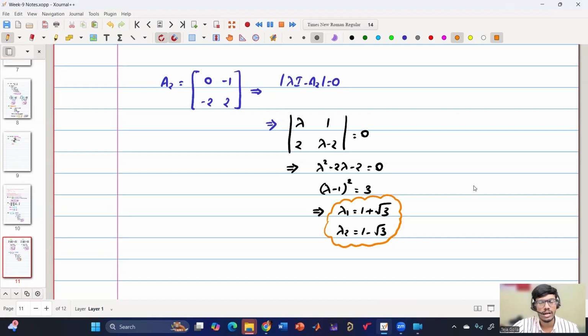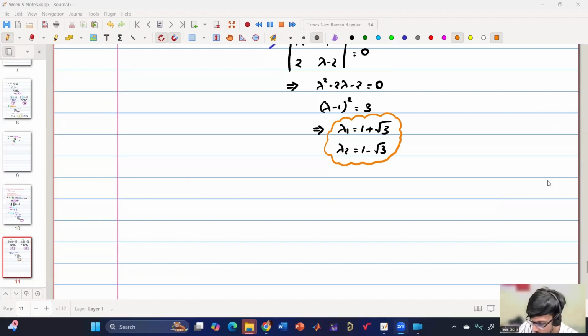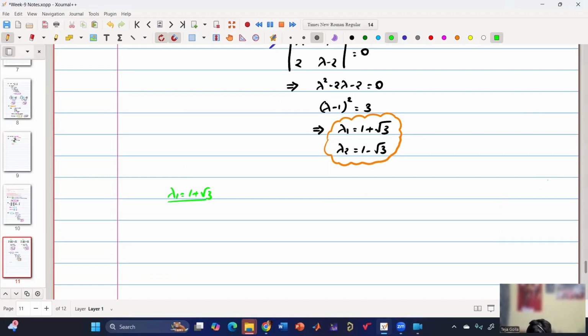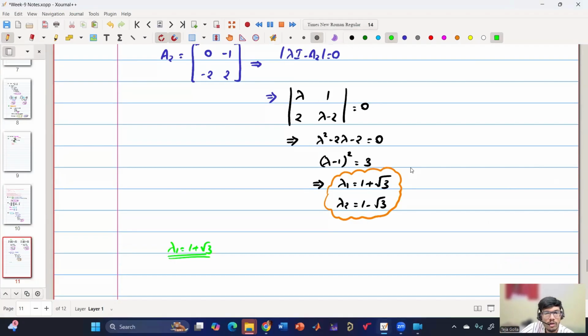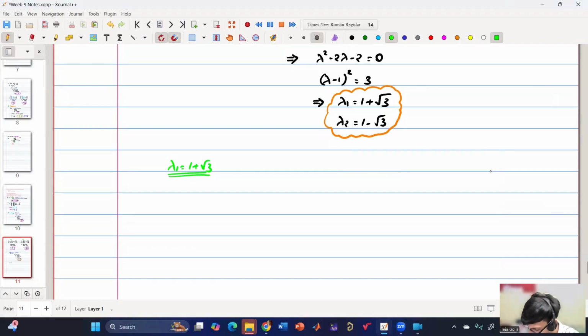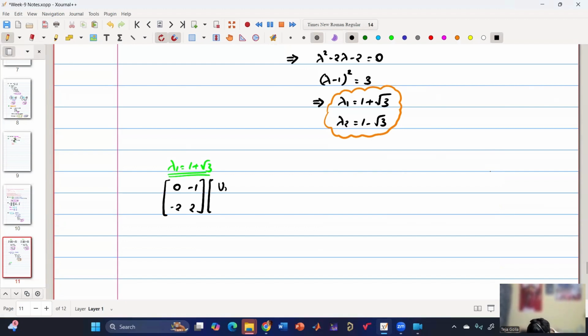Okay, now let us calculate the eigenvectors. For lambda 1 equal to 1 plus root 3, we have Av equal to lambda v. So the matrix [0, -1; 2, -2] multiplied by [Vx1, Vx2] equals 1 plus root 3 times [Vx1, Vx2].